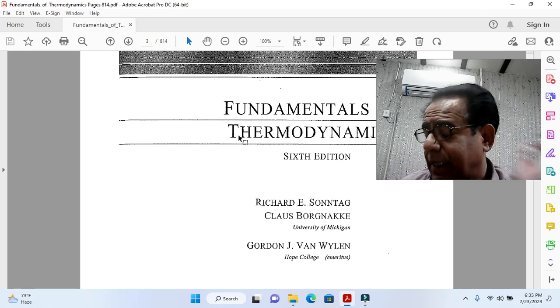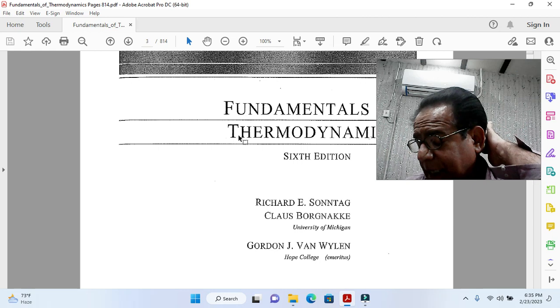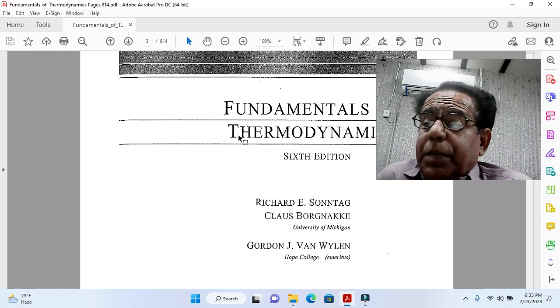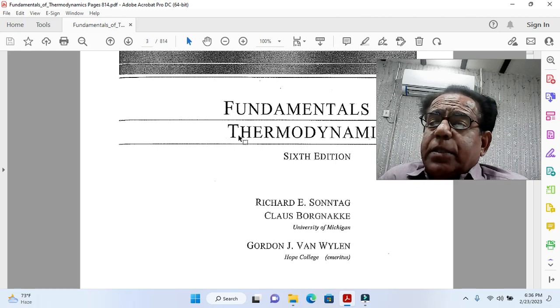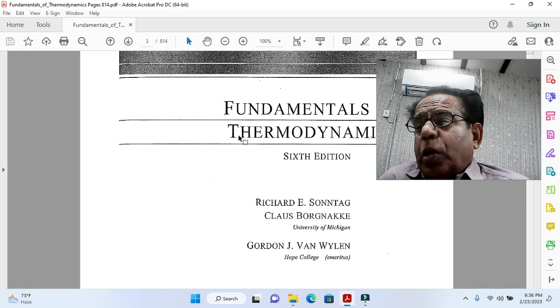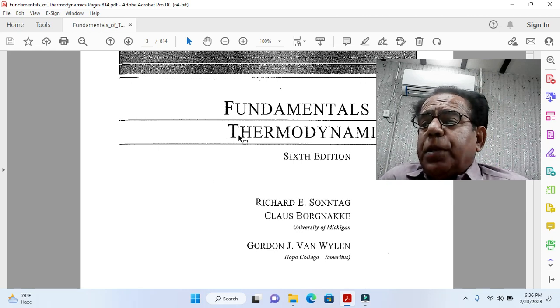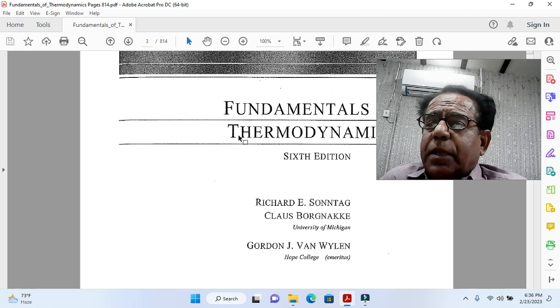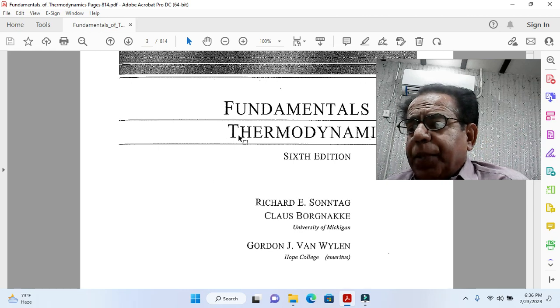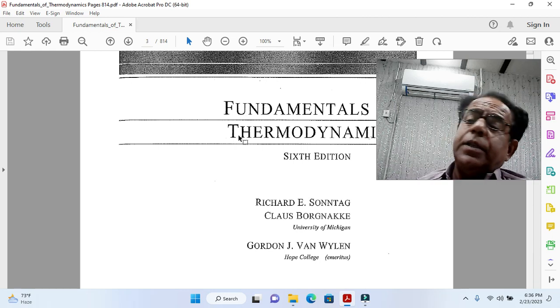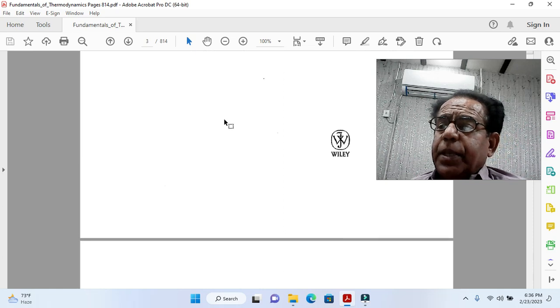Here once again this thing becomes relevant, that these authors may belong to some other language which we do not know, and we are not used to pronouncing the names of people who speak such unusual languages. Richard E. Sonntag, Claus Borgnakke, Gordon J. Van Wylen. Anyhow, it is enough.